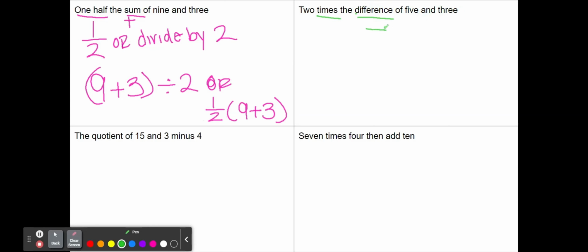So we know that difference means to subtract and times means to multiply. So we have 5 minus 3. And I'm going to put that in my parentheses. And then I'm going to multiply times 2.